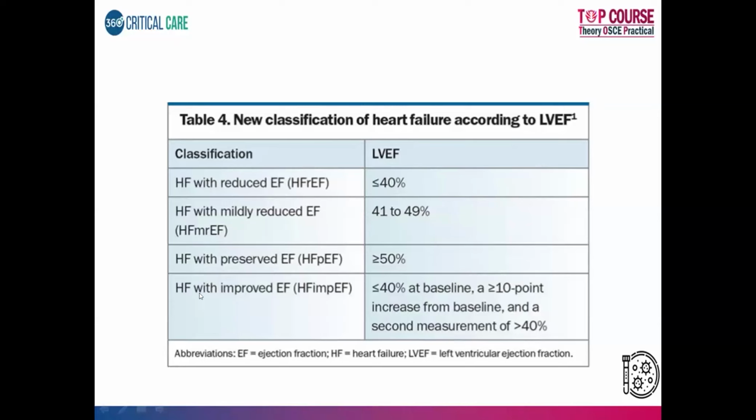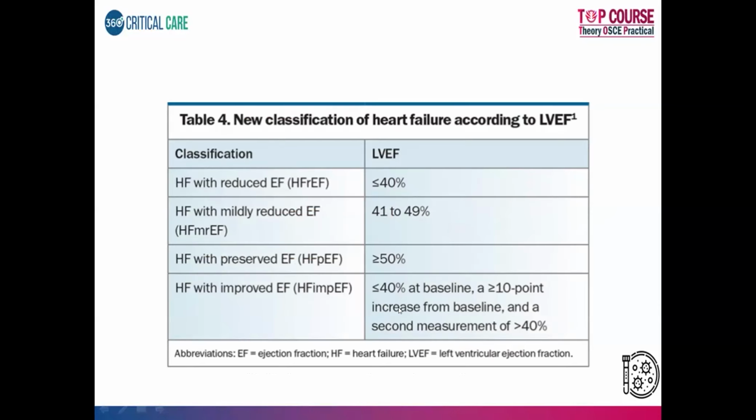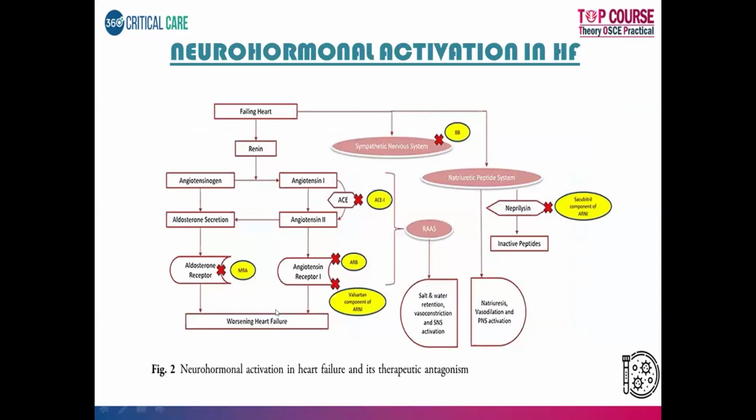And there is something known as heart failure with improved ejection fraction. So what does that mean? Baseline, the ejection fraction was 40%. Later, because of some treatment, the ejection fraction has improved to more than 40%. So that is known as heart failure with improved ejection fraction.